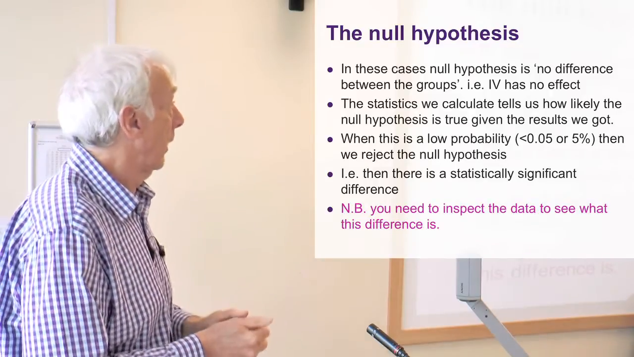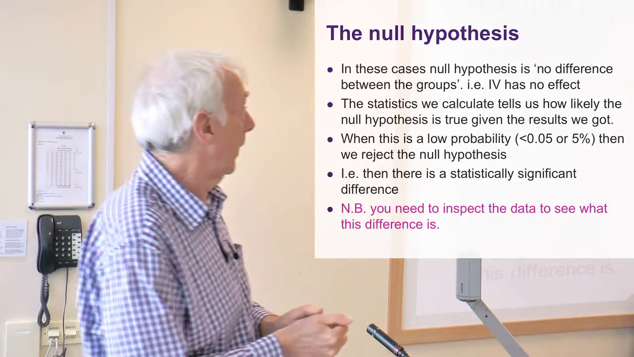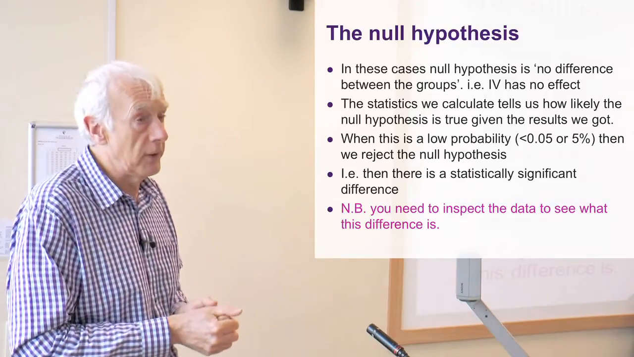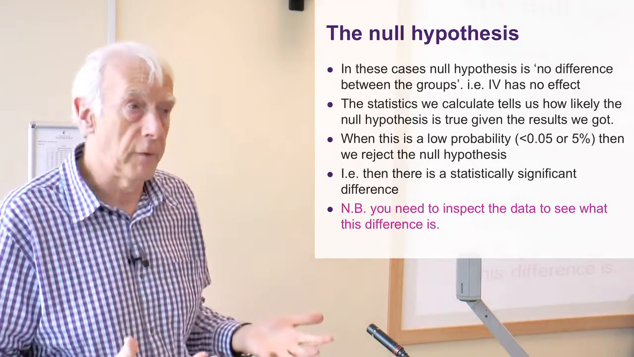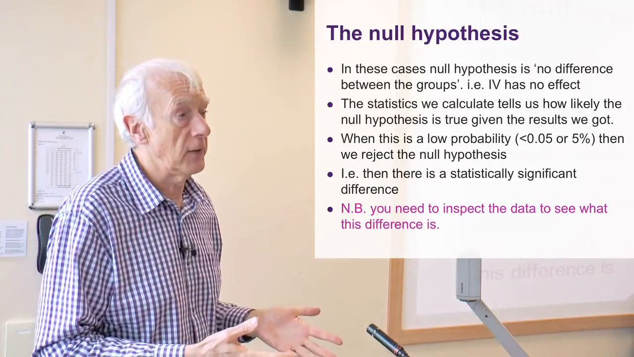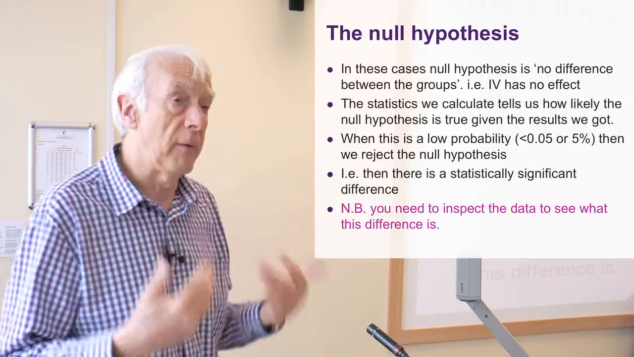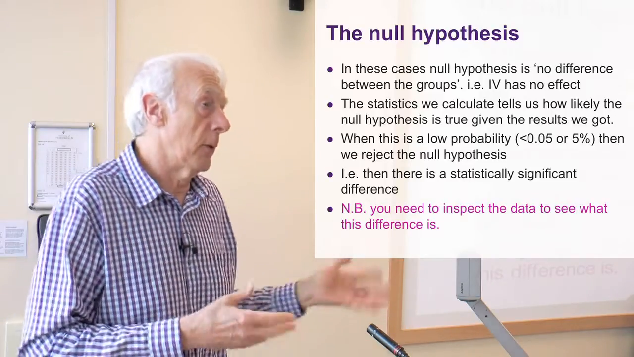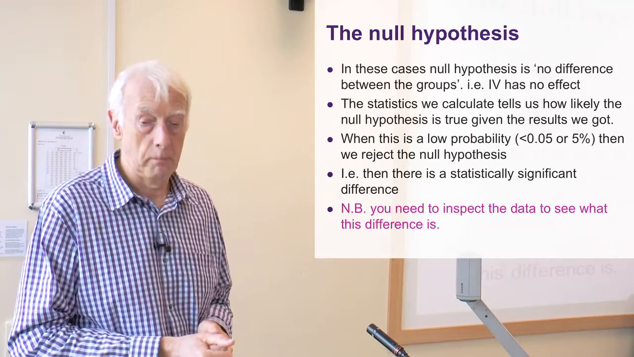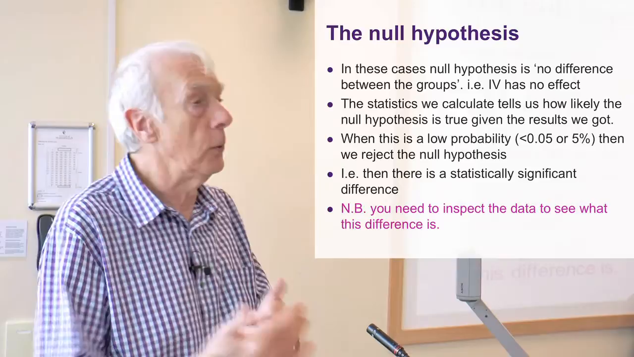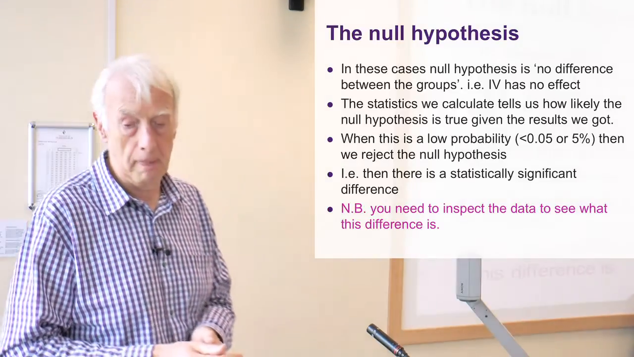And so the statistics we calculate tell us how likely it is to be true given the results we got. And when we get a low probability, when the probability we find is less than 0.05, we reject the null hypothesis, and we therefore think we have evidence that there is a difference. And in this case, a difference between men and women, for example. And we say we have a statistically significant difference between the two groups that we're comparing.